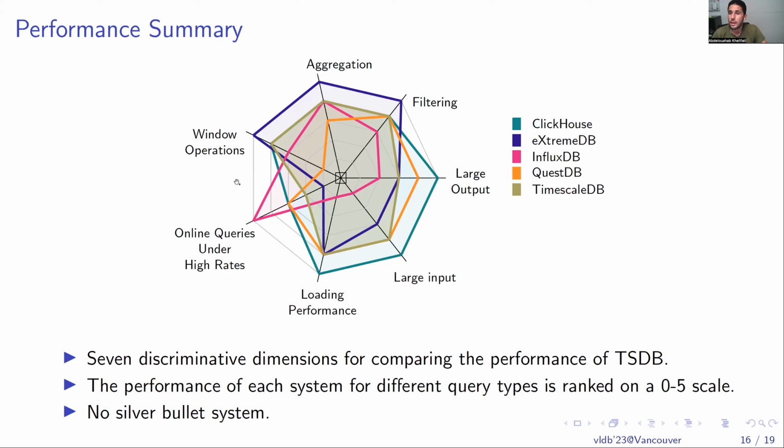For example, ClickHouse performs best for large queries with large output and for large datasets, as well as for loading performance. On the other hand, ExtremeDB performs the best for selective queries such as aggregation, window operations, and filtering. We see that InfluxDB excels for the online queries and their high rates. We also found that TimescaleDB provides competitive results across all dimensions.